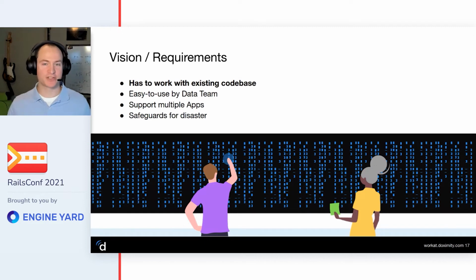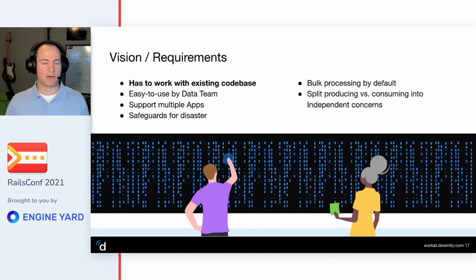Safeguards to avoid disaster. If the data team is producing too much data, we need an easy way for that to not be impacting our web application servers that are running all of those updates through the rich application domain models. It has to be bulk processing by default. We wanted this to be a first class concern in our system. And we also wanted a complete split between the people that are producing data and the people that are consuming data, completely independent.